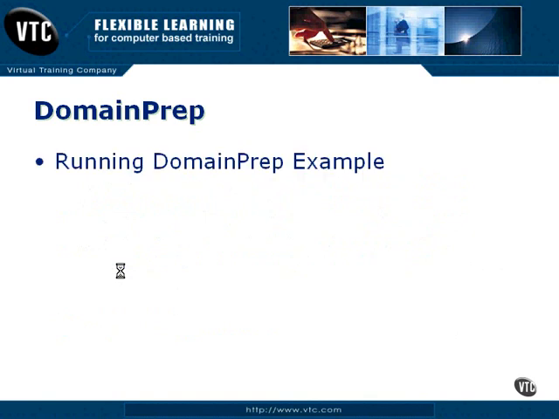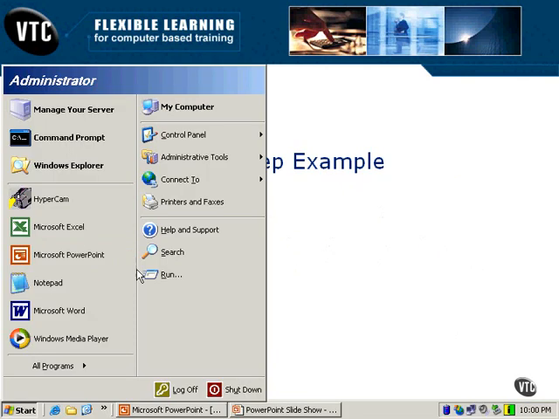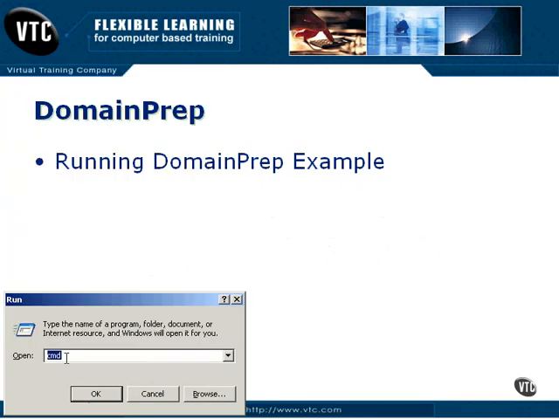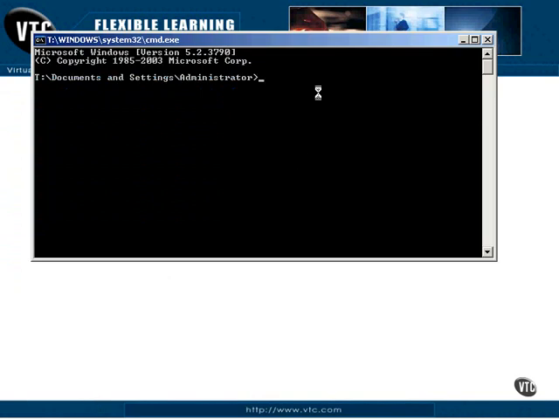Let's take a look at an example of running domain prep. So again, I'll click on Start, go to Run, then I'll type cmd, and I've got my command prompt. So what I will type is, again, the drive letter that my Exchange CD is in, and mine is G. Yours is probably going to be different. And I'm going to type setup.exe, that's the setup executable for Exchange, /domainprep, with the slash for the switch.